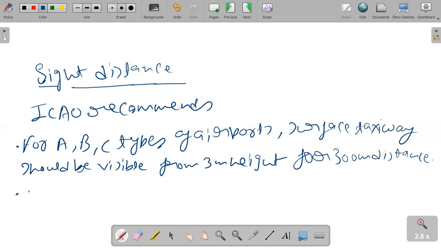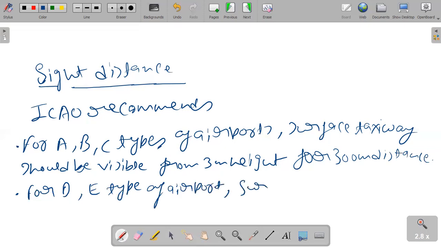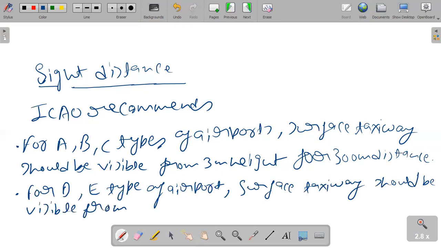So for D, E type of airport, the surface of taxiway should be visible from 2.1 meter height for 250-meter distance. Okay, so this is about side distance.